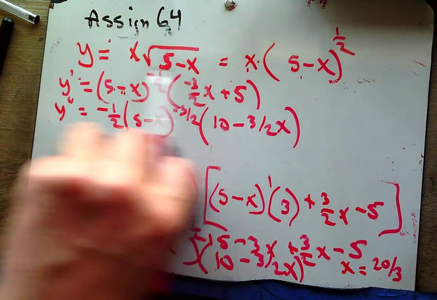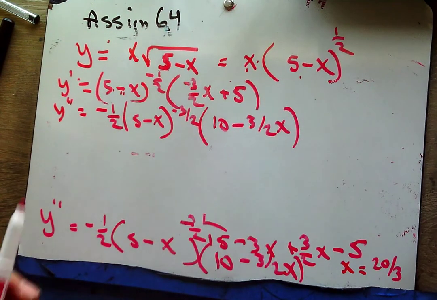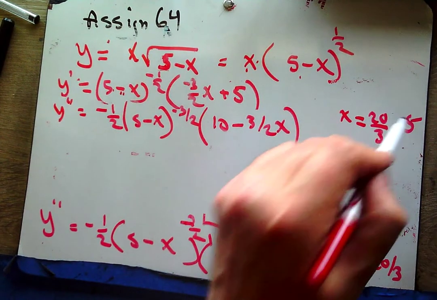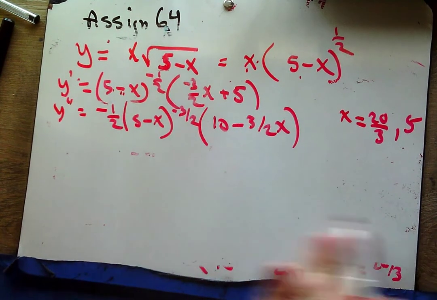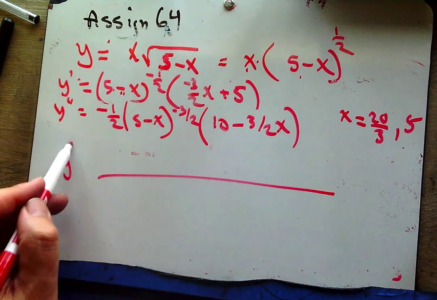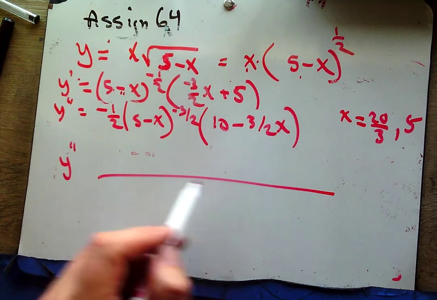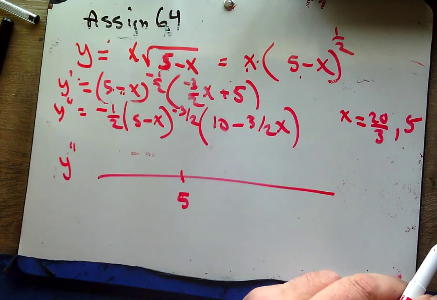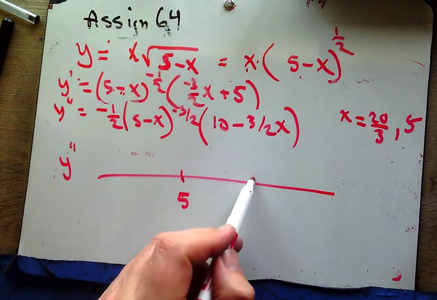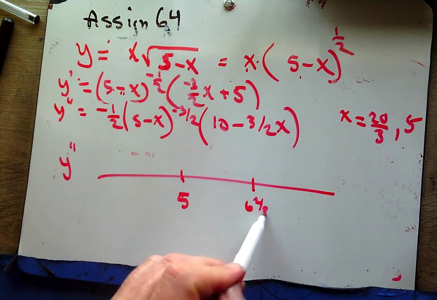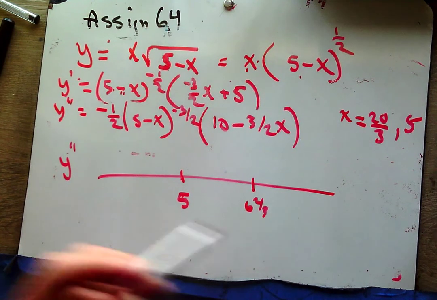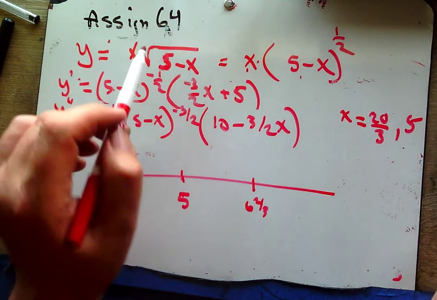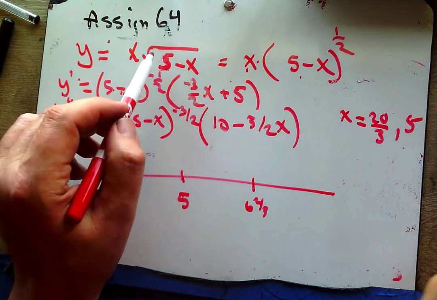Okay, so let's see what we've got. We know x equals 20/3 and x equals 5. So I make my y double prime sign chart, and I put 5 on it. And where's 20/3? 20/3 is 6 2/3. Okay, so I'm looking here and I'm saying, wait a minute, what was the domain of this original function?